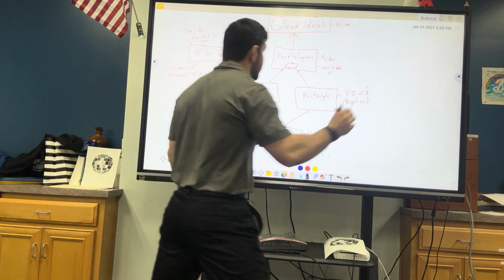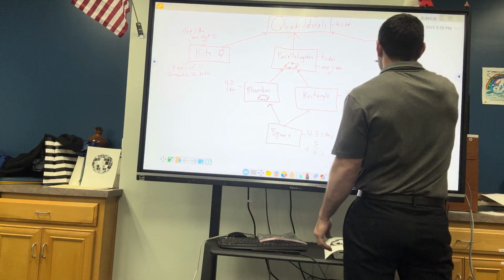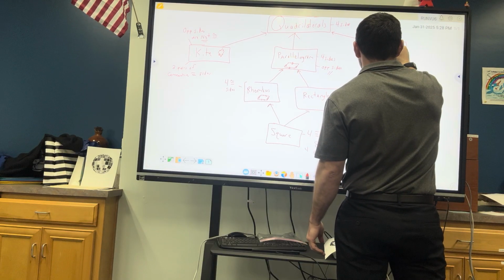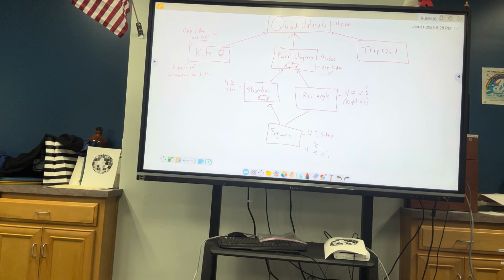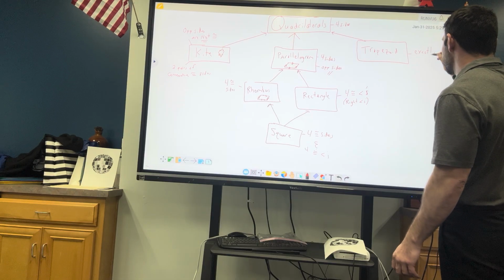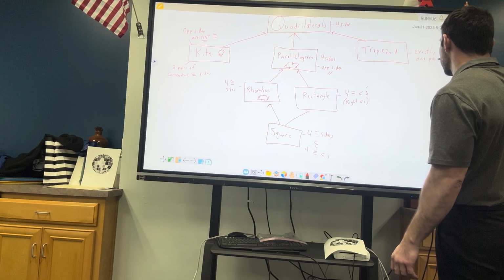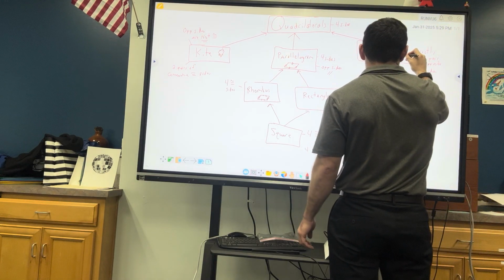So now we're almost done. One more. Well, actually, two more. So we know a kite's always a quadrilateral, and we know that a trapezoid is also a quadrilateral. What's it say for trapezoid? What does it say in your book? Exactly one pair of opposite parallel sides.